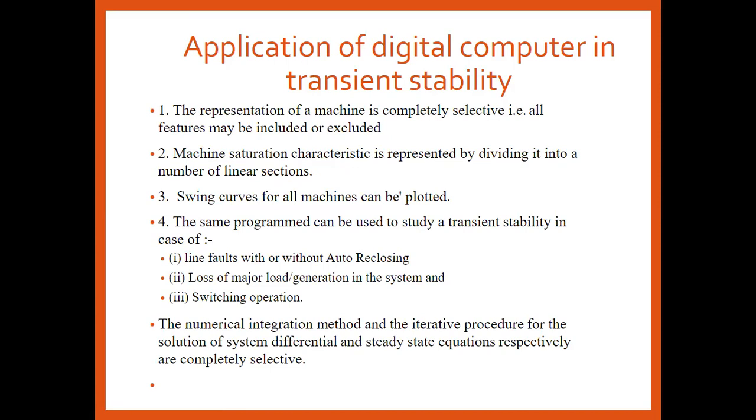Number three, the swing equation for all machines can be written and solved on the digital computer. The swing equation is very important for the multi-machine system, considering the equal area criterion also, to analyze transient stability. The same program written on the digital computer can be used to study transient stability for different cases. Number one, considering a line fault with and without auto reclosing. Second, sudden loss of load or of generation in the system. Number three, switching operation, the frequency of the switching operation. All these conditions should be taken into consideration while analyzing transient stability on the digital computer.